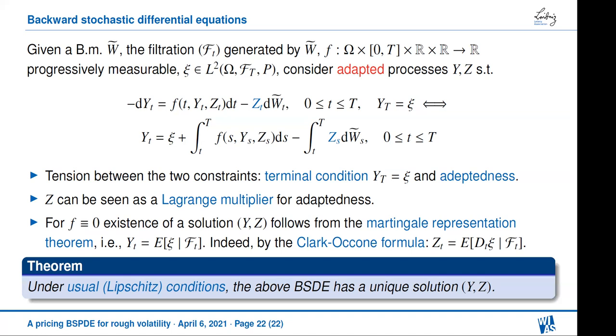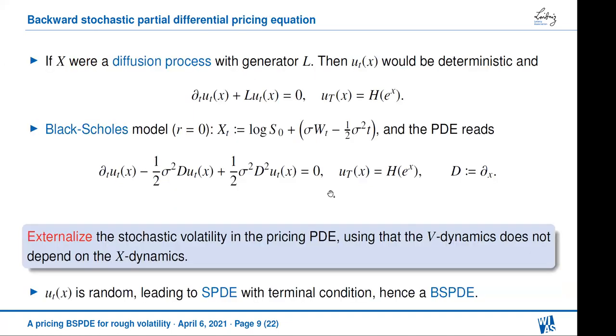Okay. So that's backward stochastic differential equations. Now, the thing is, even though this looks very complicated at first sight, in fact, the theory of BSDEs is not so much more involved than the theory of SDEs. In particular, under the usual classical Lipschitz conditions, you have existence and uniqueness of solutions.